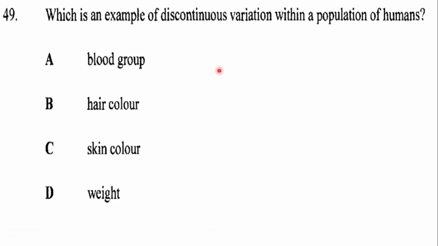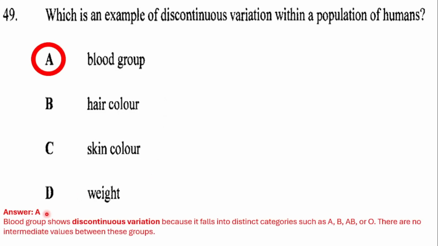Let's move on to question number 49, which says, which is an example of a discontinuous variation within a population of humans? Again, which is an example of discontinuous variation within a population of humans? Is it blood group, hair color, skin color, or weight? And the correct answer is definitely going to be blood group, because blood group shows a discontinuous variation because it falls into distinct categories such as A, B, AB, or O. There are no intermediate values between these groups. So the correct answer is definitely going to be A, blood group.